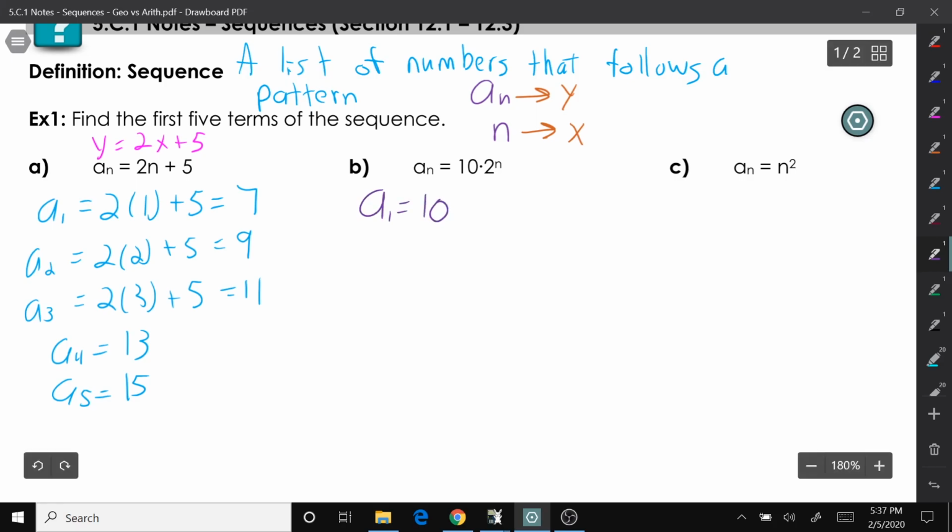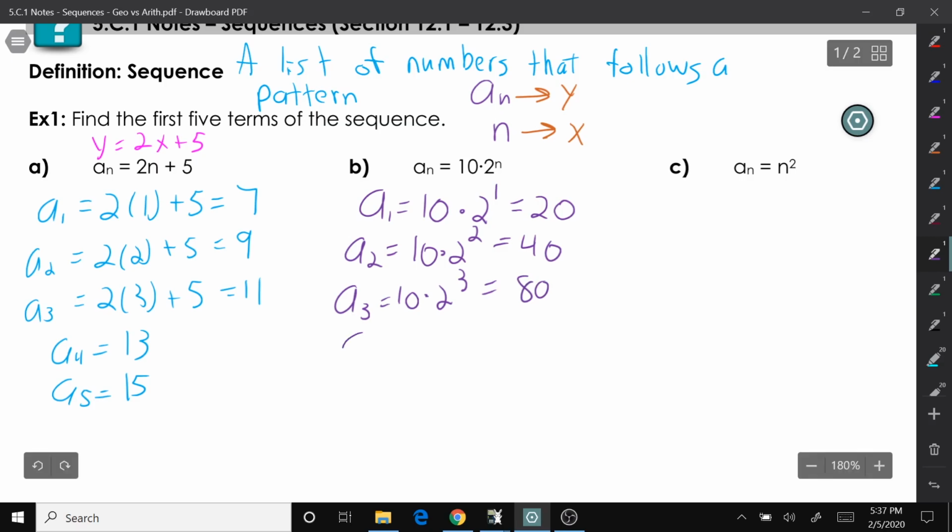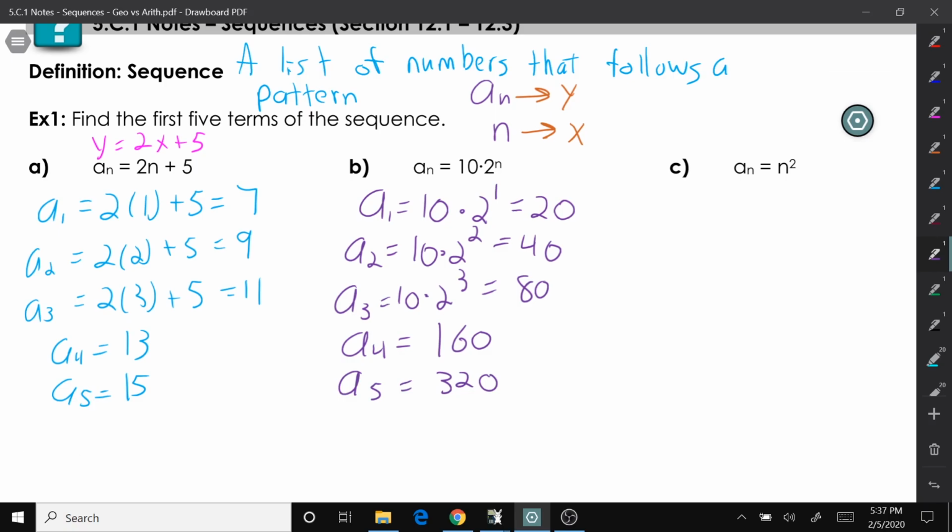Alright, now letter B, let's look at that. a1 equals 10 times 2 to the first power. That equals 20. a2, 10 times 2 to the second power, and you type that in the calculator if you need to and get 40. a3, you can type that in the calculator and you get 80. So you can see we're multiplying by 2 each time. So a4 would be 160. a5 would be 320. So again, this is just like an exponential function. It's just written a little bit differently.